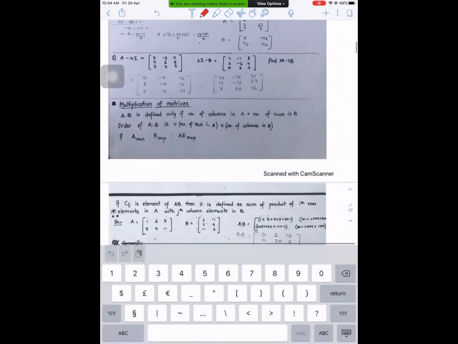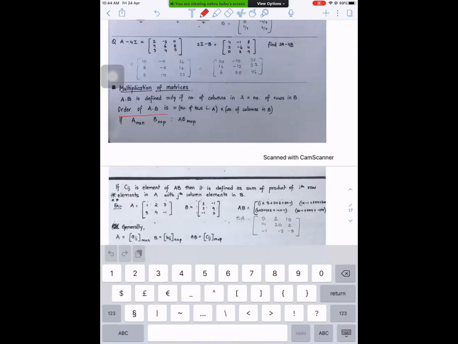Next, multiplication of matrices. We can multiply two matrices only if the number of columns in the first matrix is equal to the number of rows in the second matrix. If these two are equal, in that case only matrix multiplication is defined, and we say they are conformable for multiplication. The resultant matrix order is M by P, because it takes the number of rows in A and the number of columns in B. So if A is M by N and B is N by P, then AB is M by P.